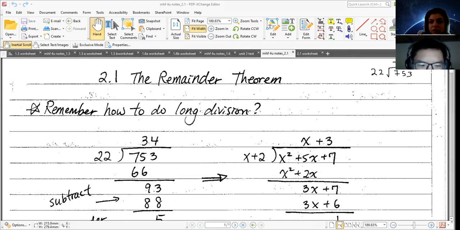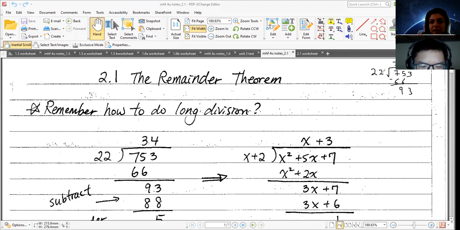So I know it's 3. 3 multiplied by 22 is 66. Then you minus these two numbers. 75 minus 66, of course, is 9 if you do that. And then you bring down the next one.